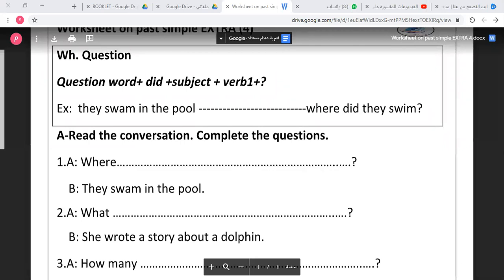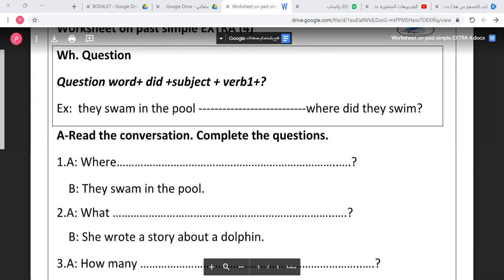So what should we write now? What did? Excellent. What did? After did, Mohannad, we use the subject. What is the subject in our sentence? It is the pronoun she. Yes. So after did, I put she. The question now: what did she?